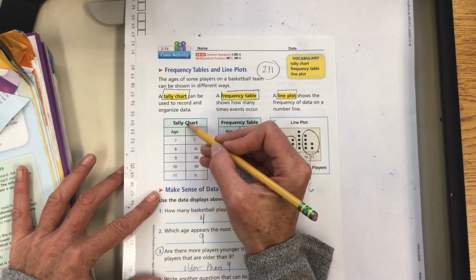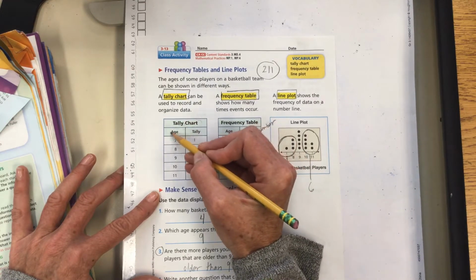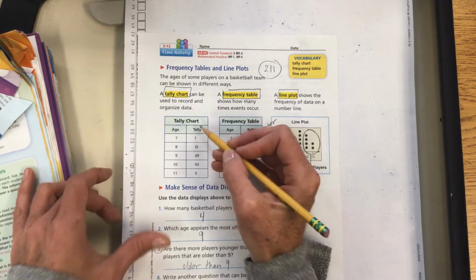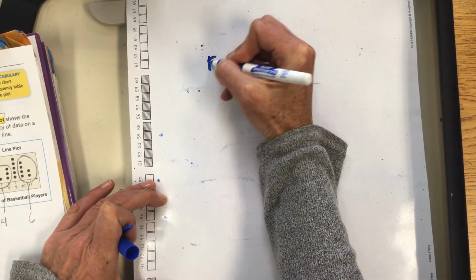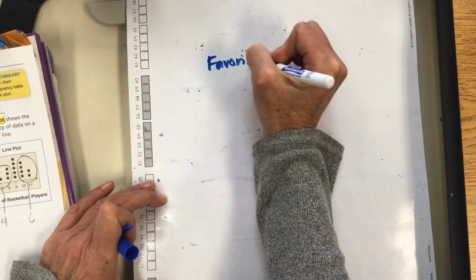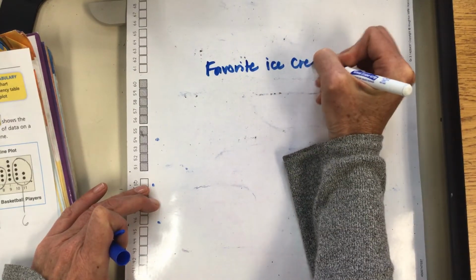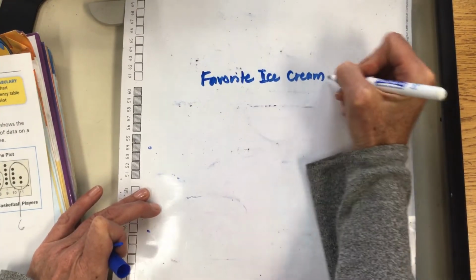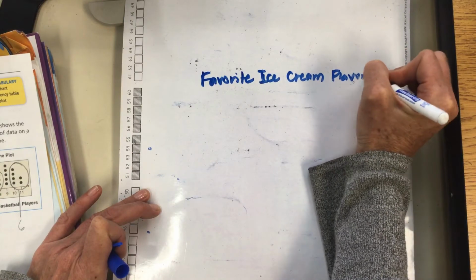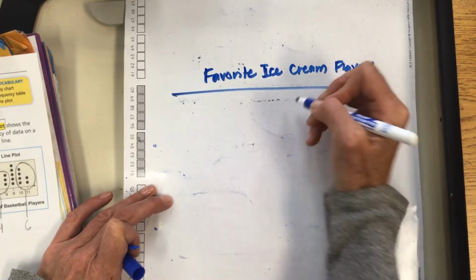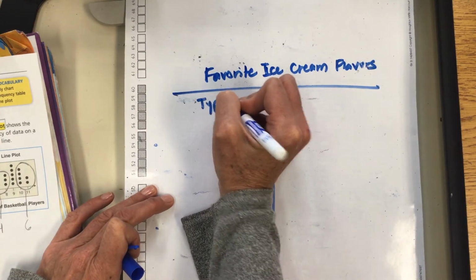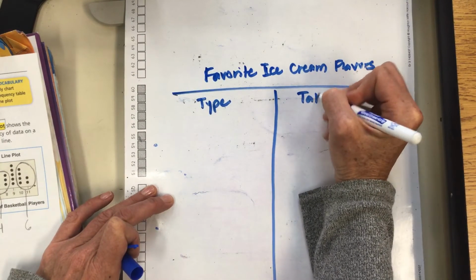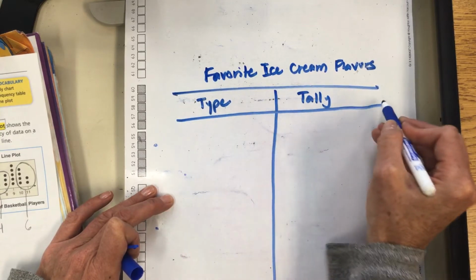So here, this is the title, and we have labels. We have age and we have tally. Today, I went ahead and did a tally chart on favorite ice cream flavors. That was our title. And then we had some labels: the type of ice cream, and the word tally. And we came up with some choices.